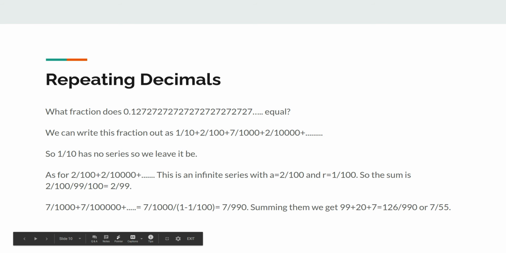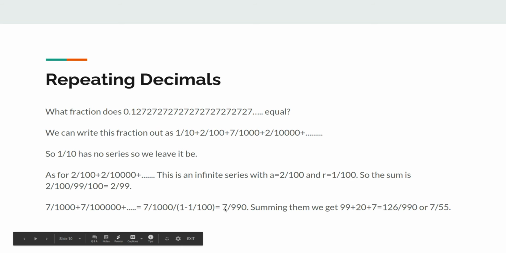Then you can write out the sum for this: 7 over 1000 plus 7 over 100,000, and so on. Your r is going to be equal to 1 over 100. Your first term is 7 over 1000. So the sum of all the 7 over 1000 terms and then 7 over 100,000 terms is going to be 7 over 990.